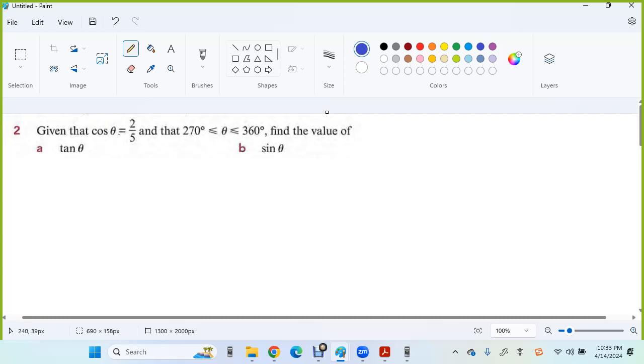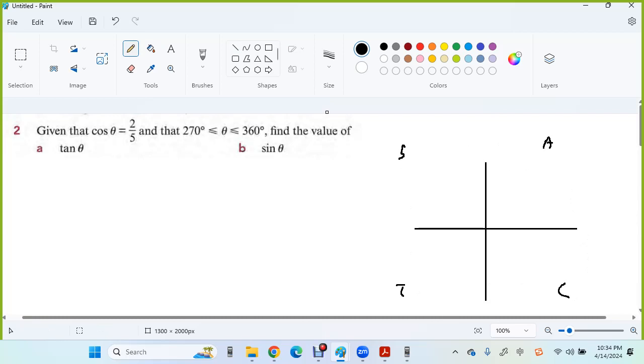Given that cos theta equals 2 over 5 and theta is between 270 and 360, find the value of tangent theta and sine theta. Okay, so we know that we have 4 quadrants, and then we have the ASTC here. ASTC, add sugar to coffee.